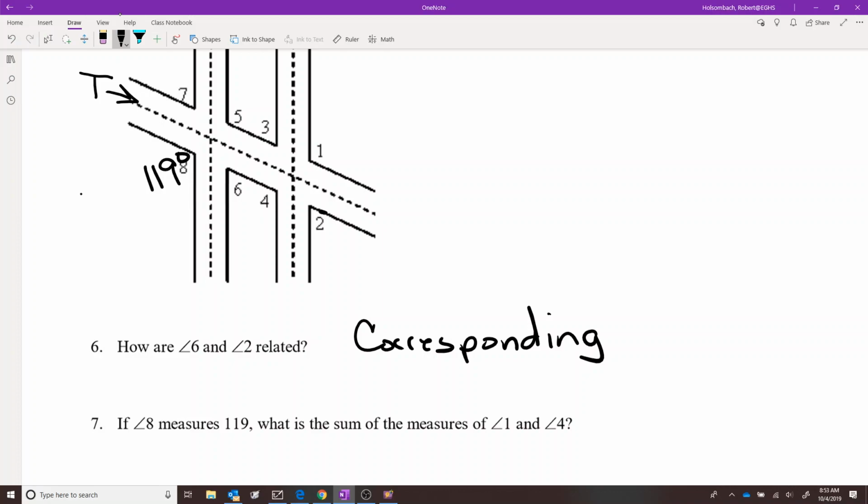1, this angle right here, and angle 4, this angle right here? All right, look, 119, this angle, and angle 4 are corresponding, so these two are the same. Angle 4 and angle 1 are vertical angles, and they're congruent to each other. So angle 1 is also 119. So if you take the two 119s and add them together, or take 119 times 2, 238 degrees.